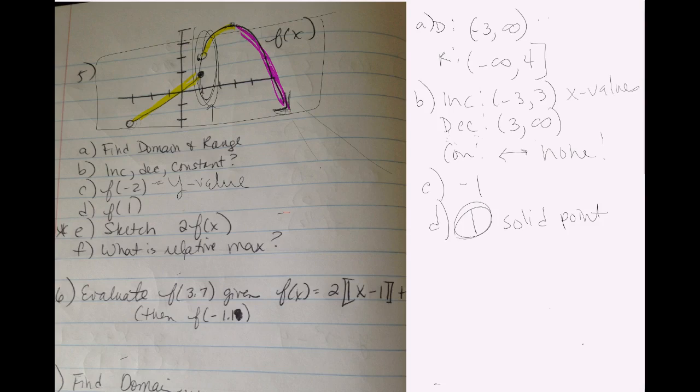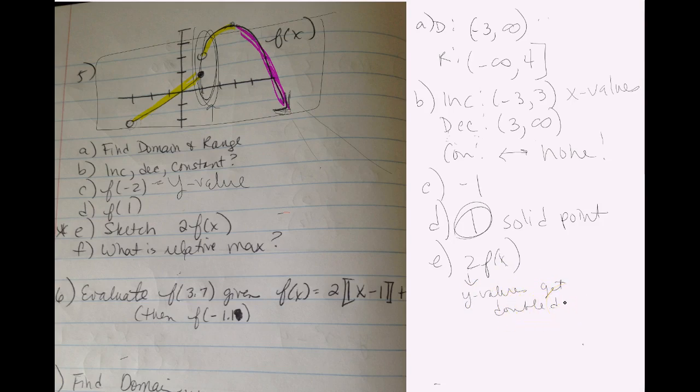All right, for pre-AP only, part E says to sketch 2 f of x. So this is a dilation, and I am dilating this vertically, which means that the y values get doubled. That is literally what this is saying, 2 times y, so the y values get doubled.